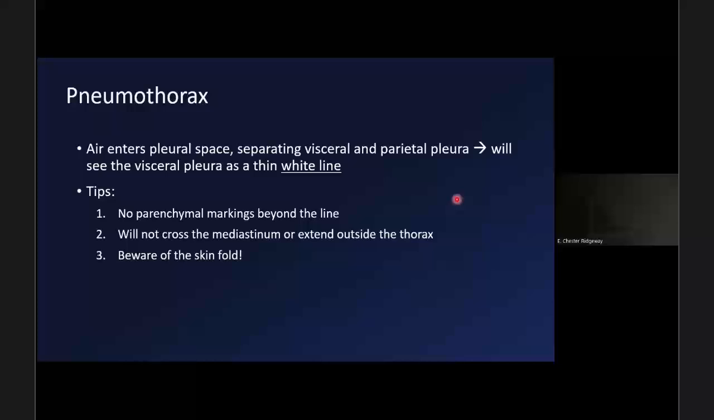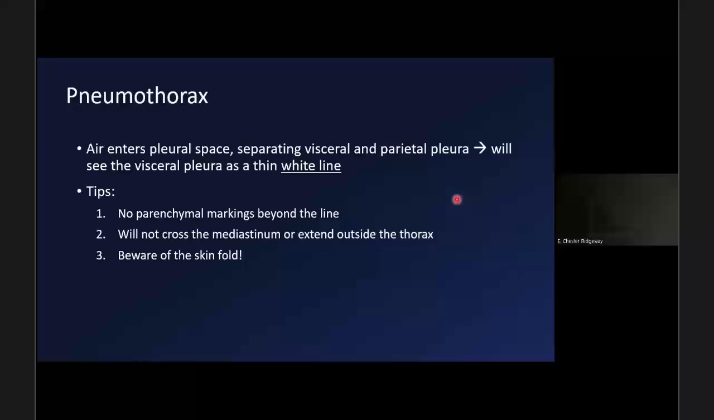All right, so pneumothorax. As we all know, pneumothorax is when air enters into the pleural space, separating the visceral and the parietal pleura. This means that we can see the visceral pleura as a thin white line on chest x-ray. It's white because it's tissue. It's tiny tissue, very thin, but we can see it, and it is white. It's an opacity.